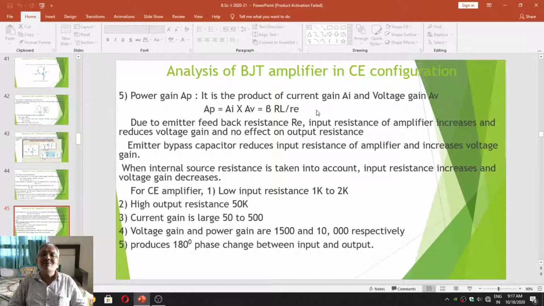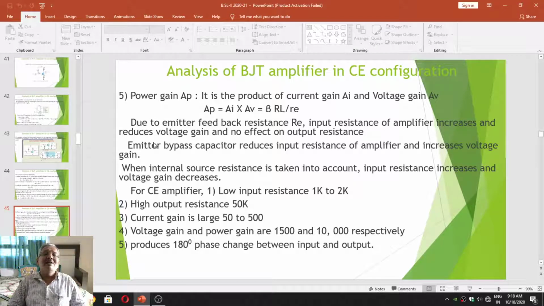Friends, this is how we can determine almost all the parameters associated with the amplifier in common emitter configuration. But due to emitter feedback, if you connect an emitter resistance RE, the input resistance of the amplifier increases, that reduces the voltage gain, but there is no effect on output resistance. If you connect the emitter resistance, naturally it will provide the feedback, and that's why it increases the input resistance, which reduces the voltage gain. It will not affect the output resistance.